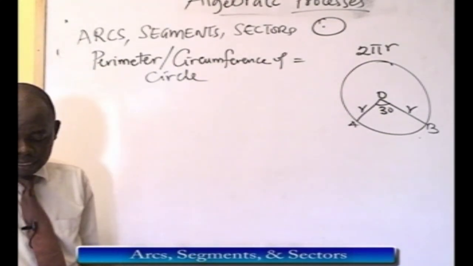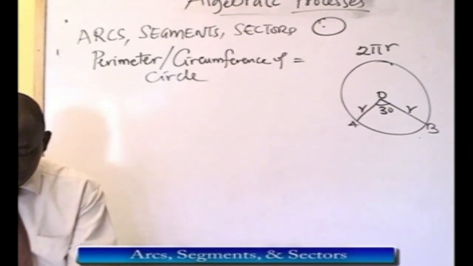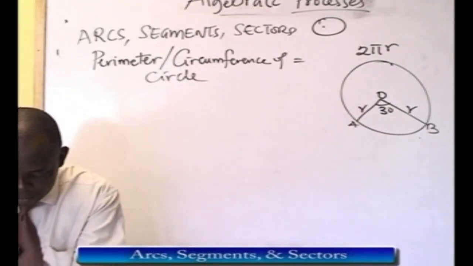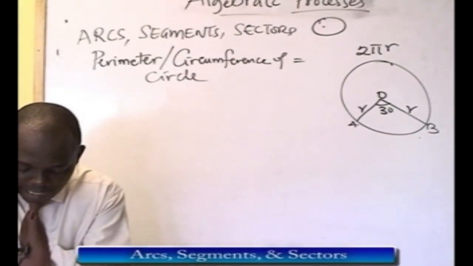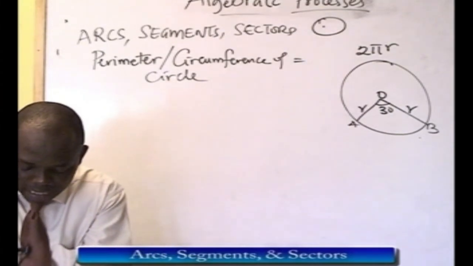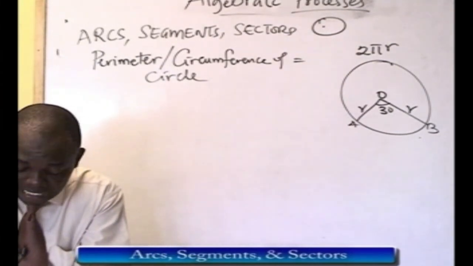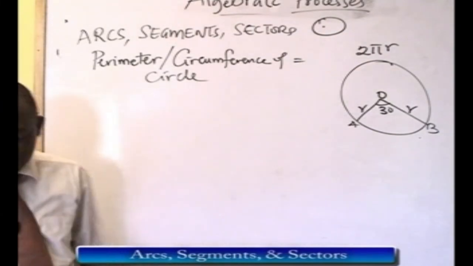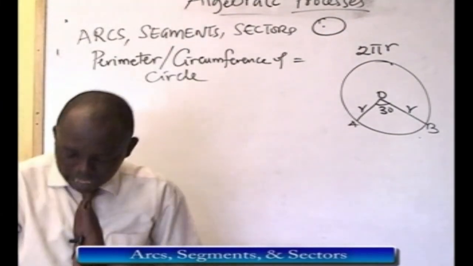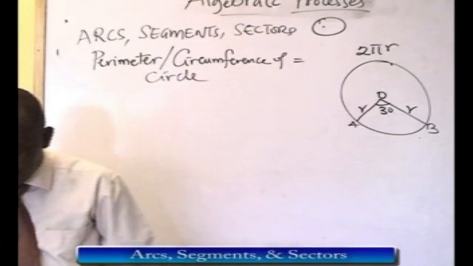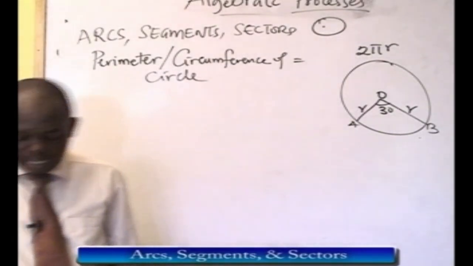Again, a segment, like I've said, is a combination of an arc and a straight line that joins the circle at two different ends. A sector, like the arc, is bounded by an arc and two sides.